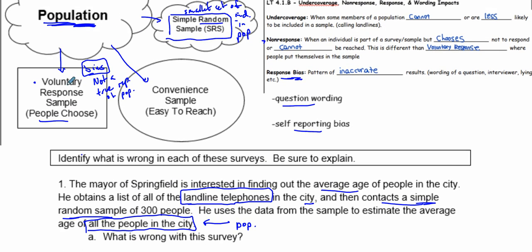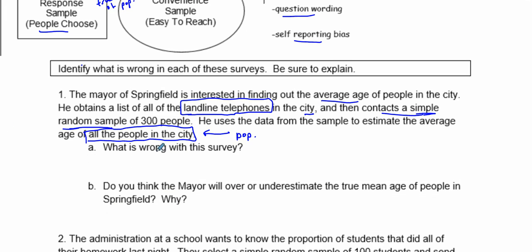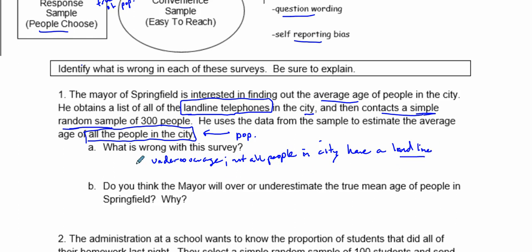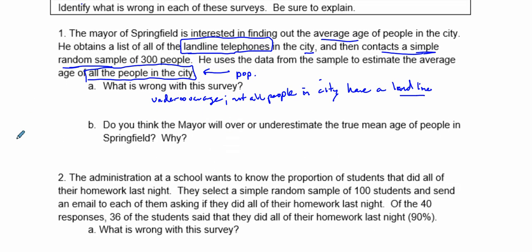As we set it up here, what do we have? Well, right here, we would have an undercoverage bias. The reason it would be undercoverage is that not everybody has a landline phone. Not all people in the city have a landline. So a lot of people probably wouldn't be reachable because they may have cell phones or whatnot. So there might be undercoverage, especially now in this day of their survey.